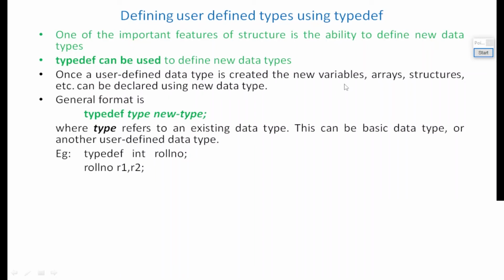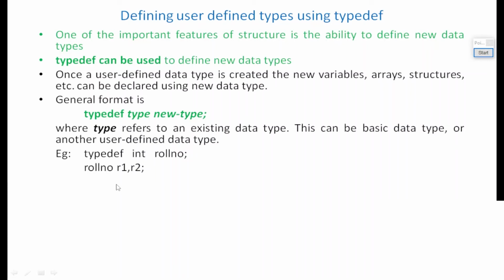Once a user defined data type is created, new variables, arrays, structures, etc. can be declared using the new data type. What is the format? The format is Typedef followed by type followed by new type. Typedef is the reserved word you have to use as it is. Type is nothing but the original data type. It can be int, char, float, it can be of type structure also. And then new type is a user defined identifier. Type refers to the existing data type, which can be a basic data type or another user defined data type.